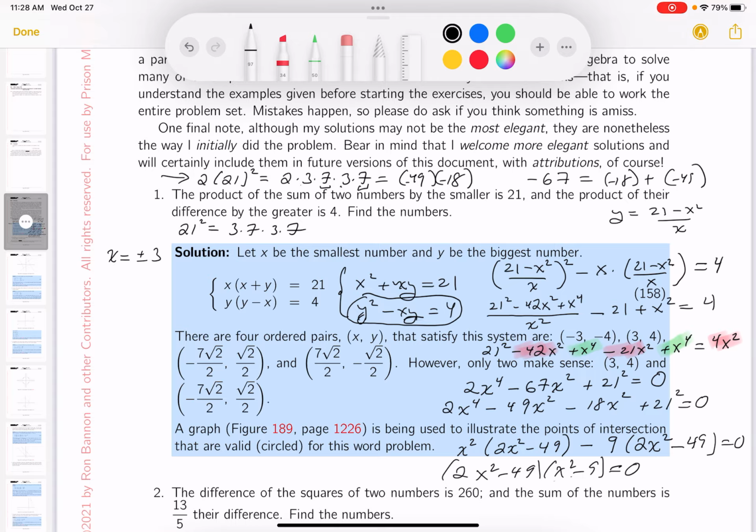It's a lot of work, right? And what else do you get? You get x equals plus or minus, that would be 7 over root 2. Kind of jamming all this stuff in here, aren't I?